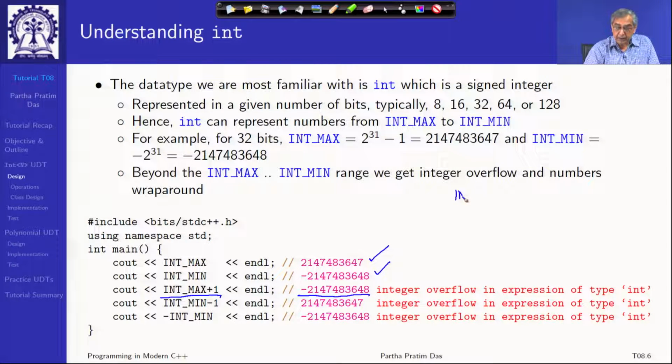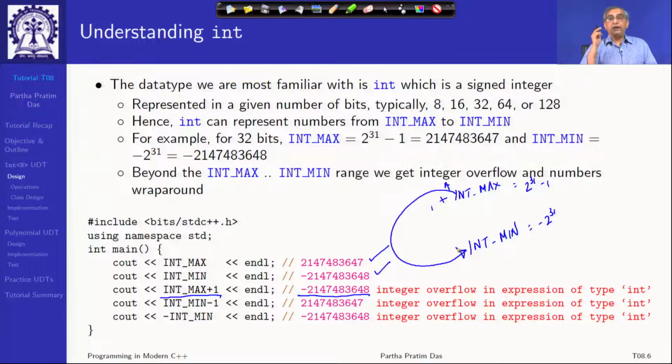So, here you have int max and here you have int min. So, this is 2 to the power 31 minus 1, this is minus 2 to the power 31. If you do plus 1, then instead of going here, instead of giving you 2 to the power 31, it wraps around and gives you minus 2 to the power 31. That is the basic wraparound process of finite bit representation that we have. No matter how many bits you have, you will always have this property.